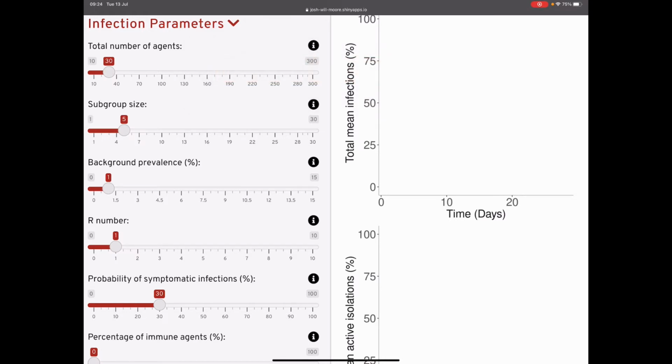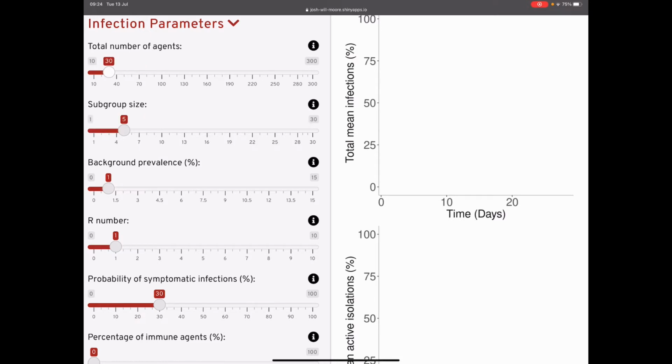So the first one is the total number of agents. This is all of the people in your simulation. So if we were simulating a class, 30 people would seem to be an approximate number for a number of students in a class. But if we were simulating an entire school, we may want to bump this up to 300. But for now, let's keep it at around 30.